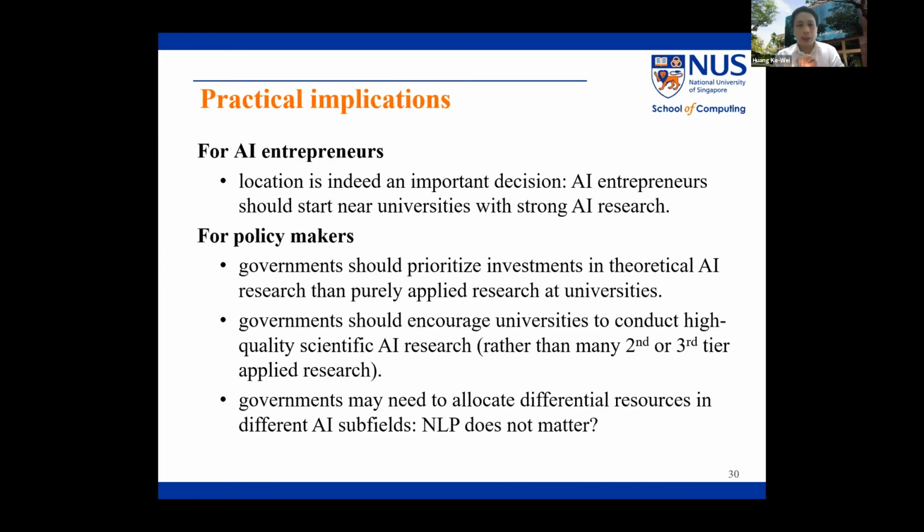The practical implications of our research for AI entrepreneurs is that it matters: if you are located nearby a top university in AI, then it helps. For policymakers, this tells us government should still focus more on foundational, high quality AI research. Similar to our performance evaluation, we should focus on top conferences. The second tier, third tier conferences probably don't matter. We didn't analyze it, but even from our analysis, we can see that among the top 15 conferences, the lower tier ones already don't matter that much. That's where I reach the conclusion.